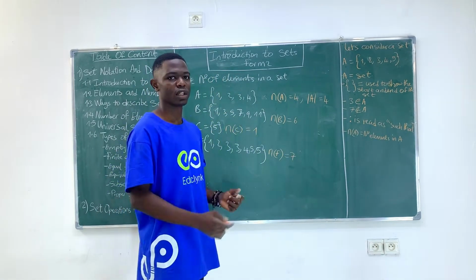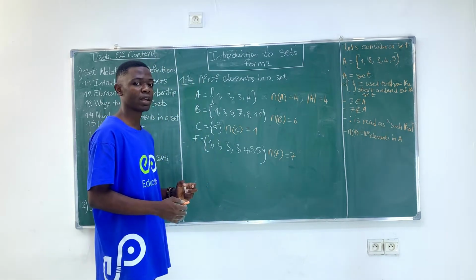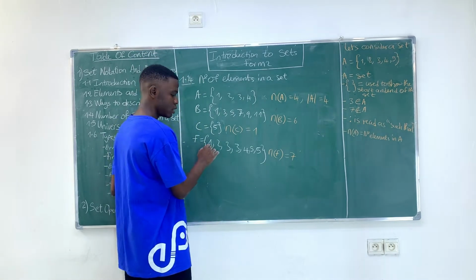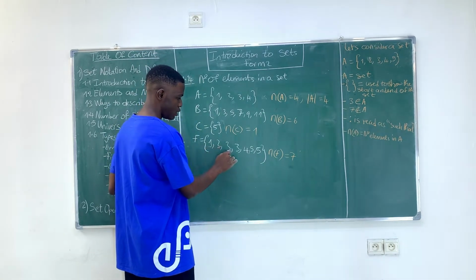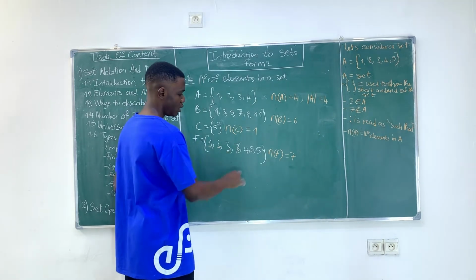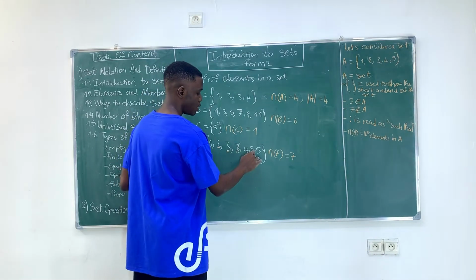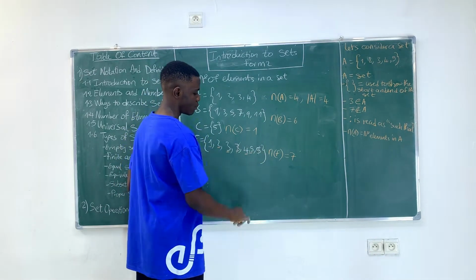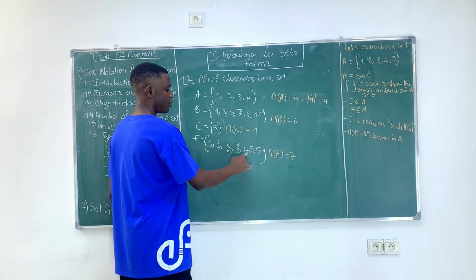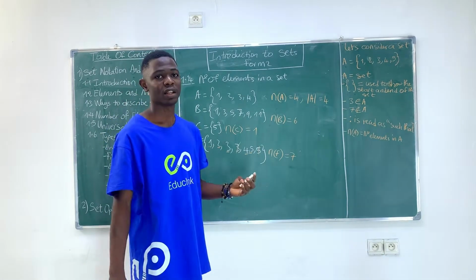But that is not the case. When you ask about the number of elements, you don't consider repeating elements. This is one element, this is another element. If this repeats, you don't count it again. So how many elements are in set F? 1, 2, 3, 4, and 5.